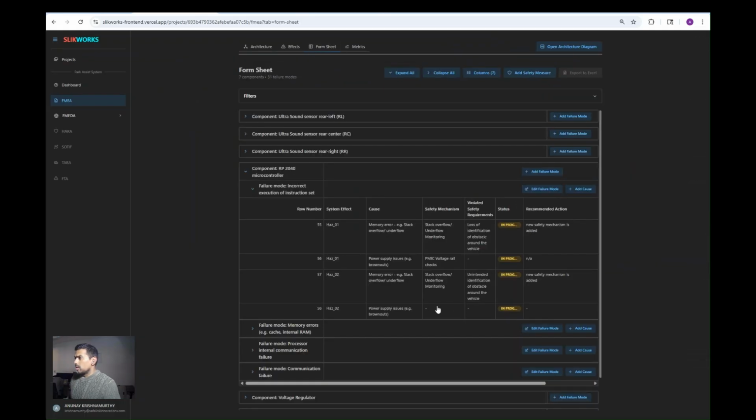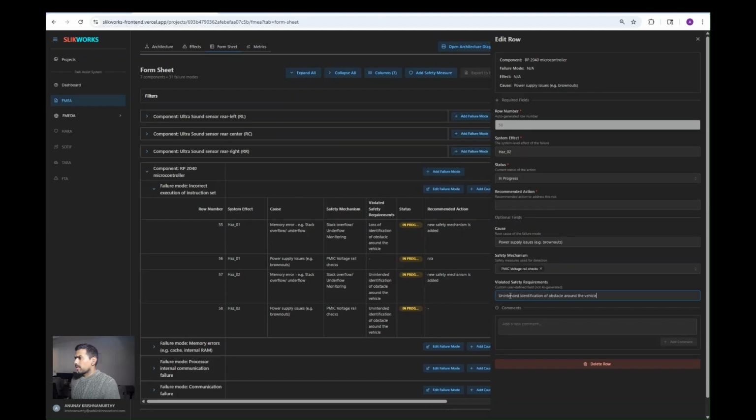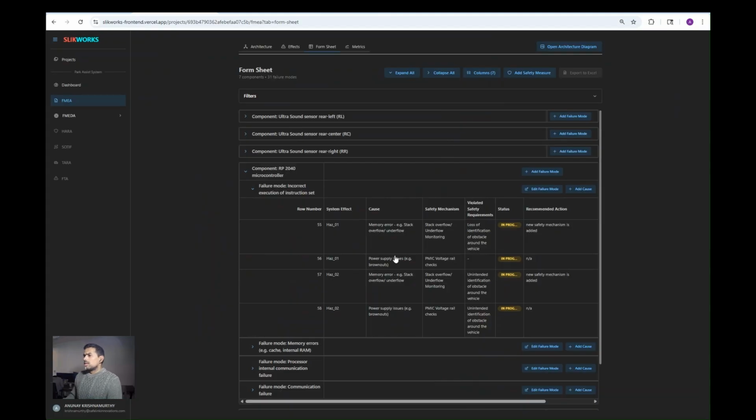And then similarly, we can do the same thing for this particular hazard. Here, again, we're going with the assumption that incorrect execution of instruction set can lead to one of these hazards. And we would say the same thing over here. Safety mechanism is PMIC voltage rail checks, and recommended action, we say N/A.